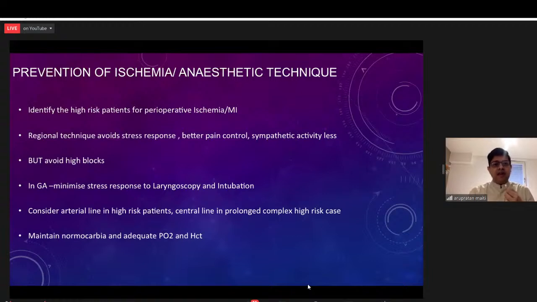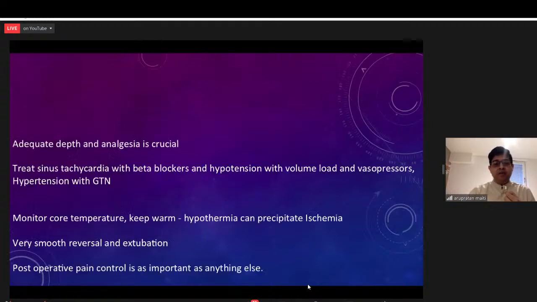The regional technique avoids stress response and gives better pain control, but make sure you have not created a very high block and hypotension and bradycardia that will again precipitate ischemia. In GA, limit your stress response due to laryngoscopy and intubation by various modes, and consider an arterial line in high risk patients and a central line in prolonged complex high risk cases. Always maintain normocardia, adequate PO2 and hematocrit. Adequate depth and analgesia is crucial.